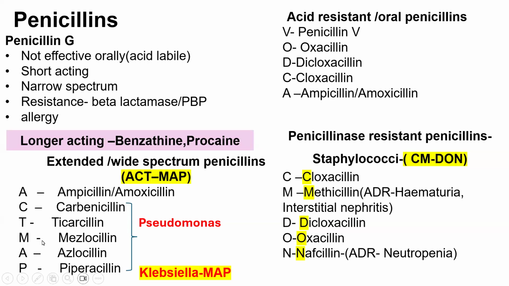Together they are called ureidopenicillins. So carboxy and ureido together are called anti-pseudomonal penicillins, which are active against Pseudomonas. And this MAP is useful in Klebsiella infection also.